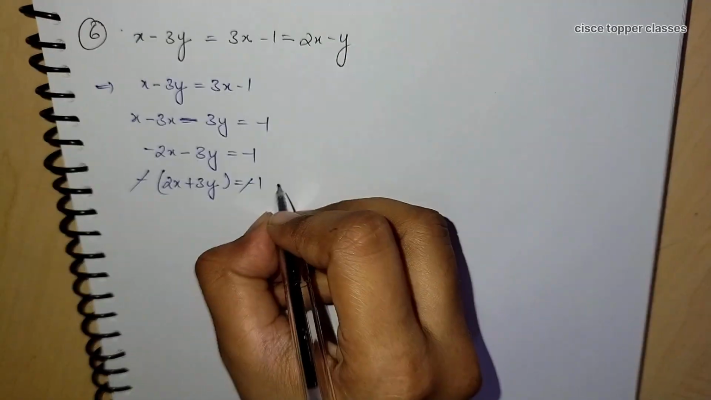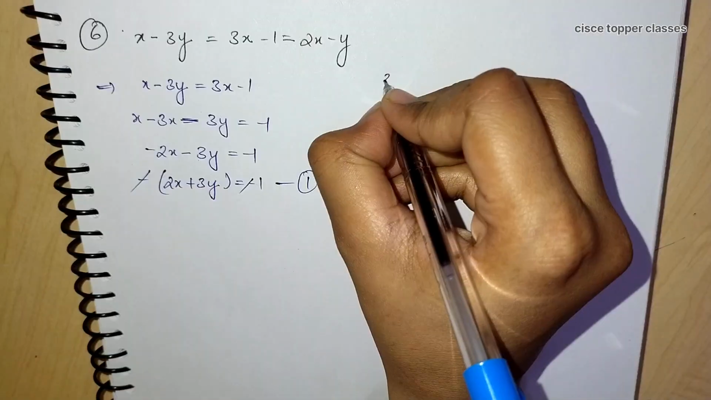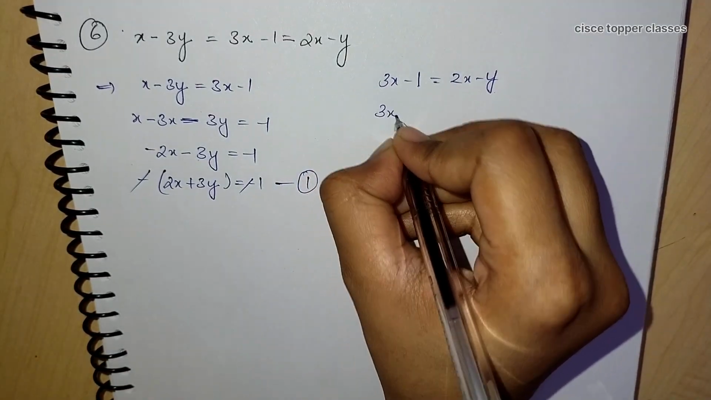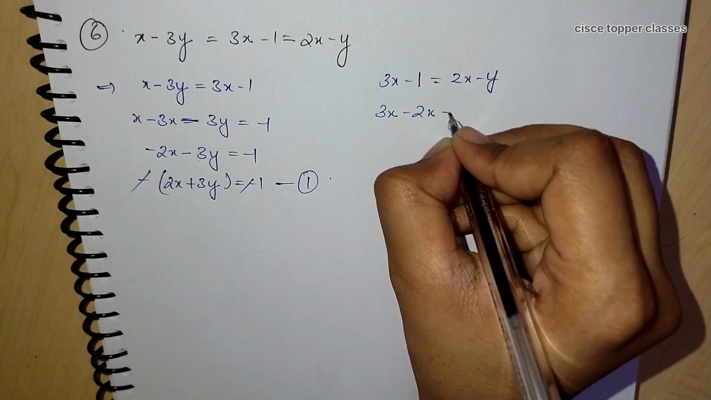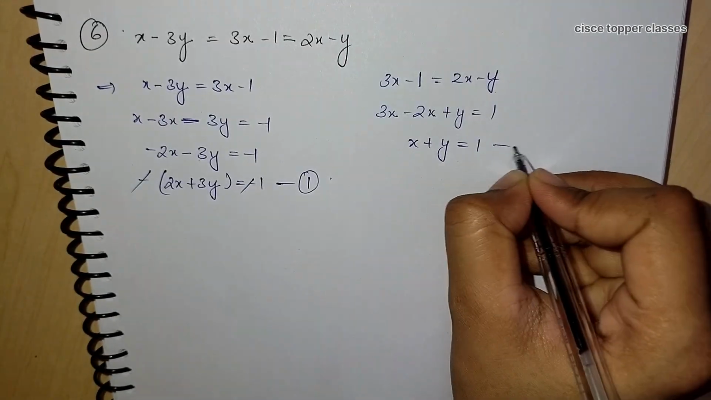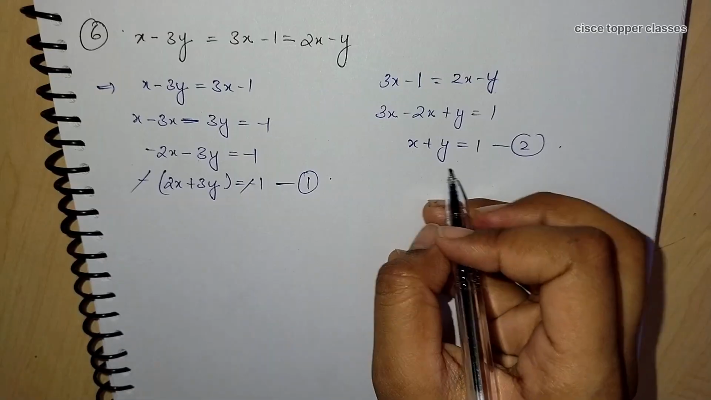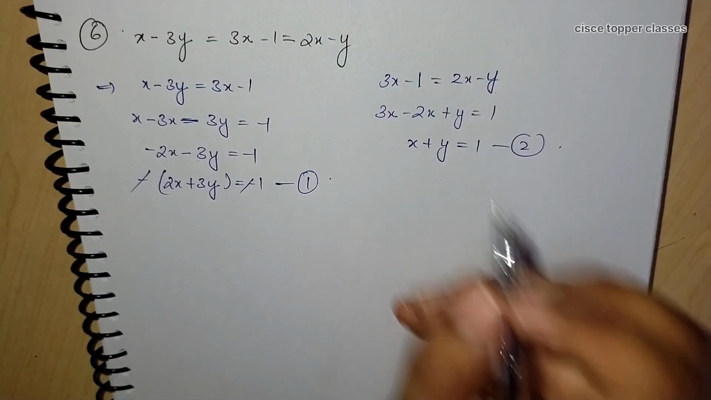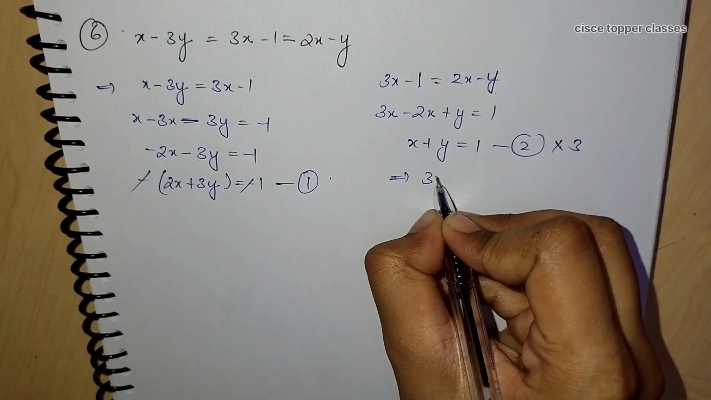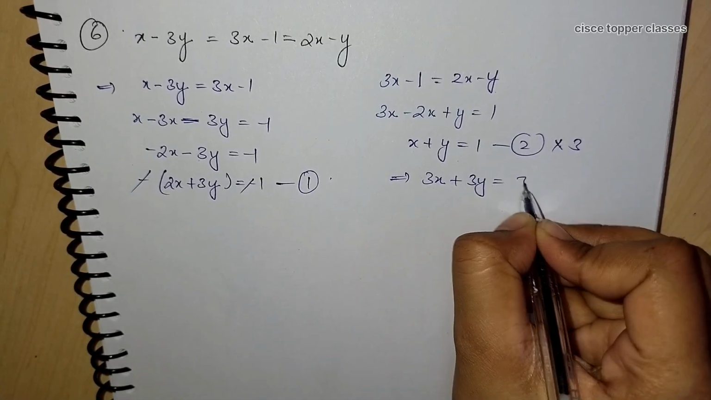Now we can put it as the first equation here. Second equation is 3x minus 1 equal to 2x minus y. So 3x minus 2x plus y equal to 1. So x plus y is equal to 1 as the second equation. Now we can multiply this equation with 3 to cancel out y on subtracting. So 3x plus 3y equal to 3.